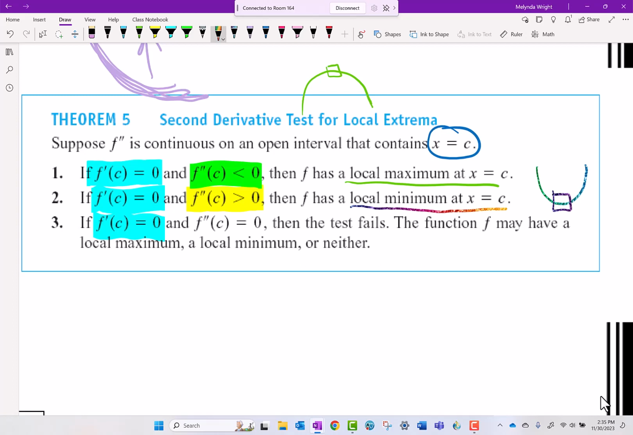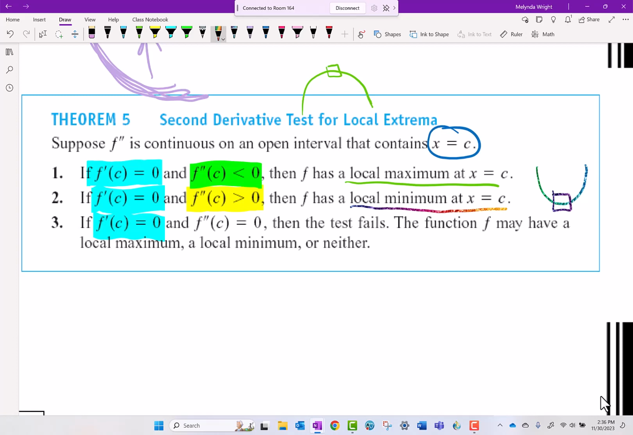Now, I'm just going to be honest with you, I hesitate to talk about concavity when I'm talking about the second derivative test, because what I've found students do sometimes is, instead of using it to talk about local extrema, they use it to talk about concavity. It's not about concavity. I'm just explaining to you why those work that way, not that we would use concavity.